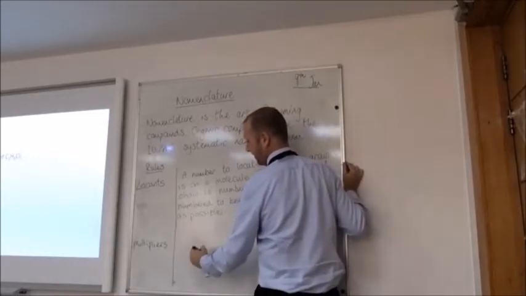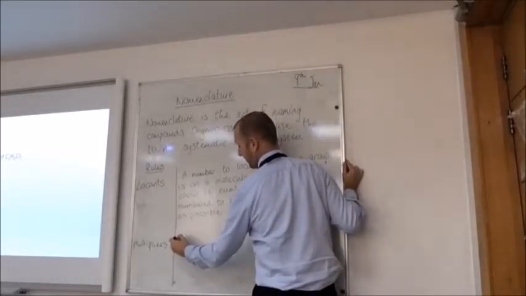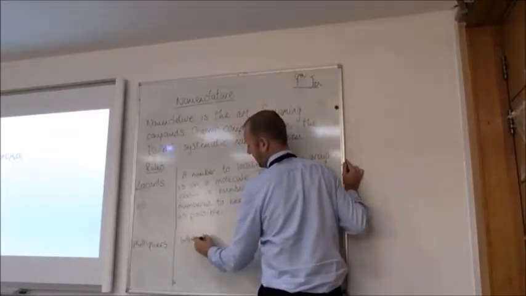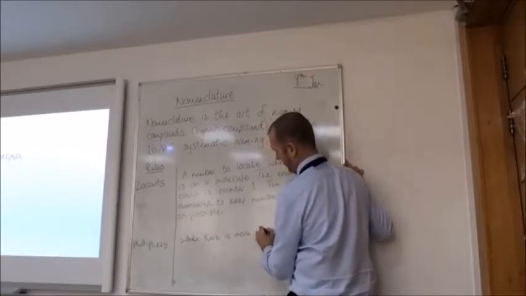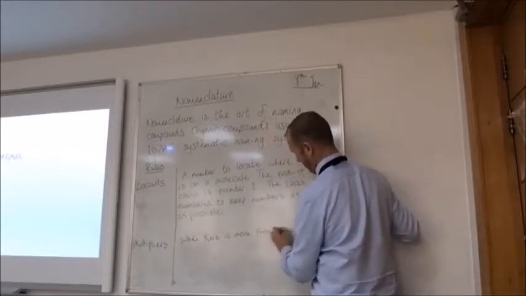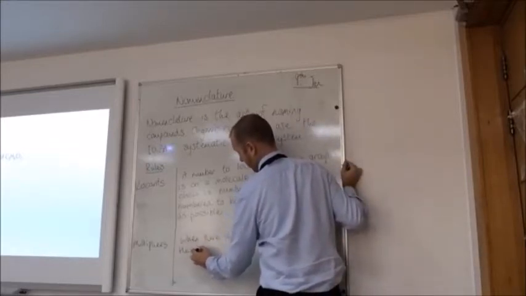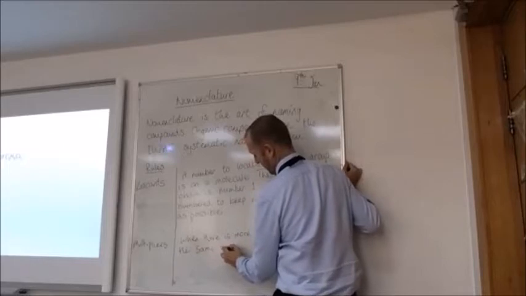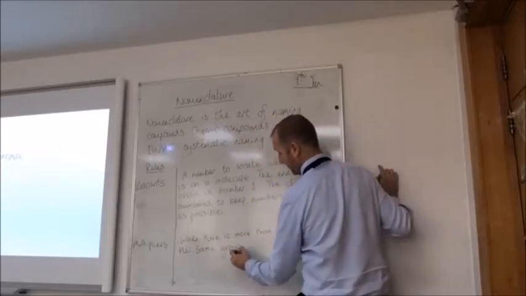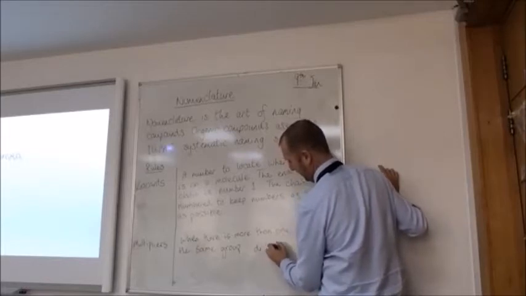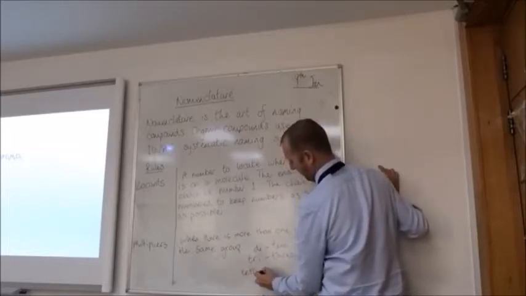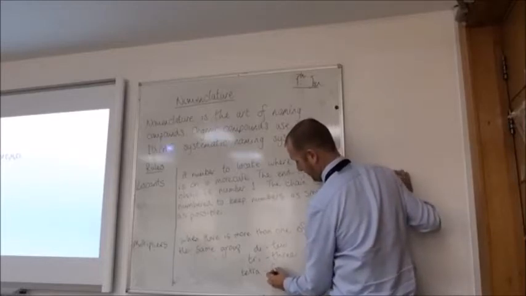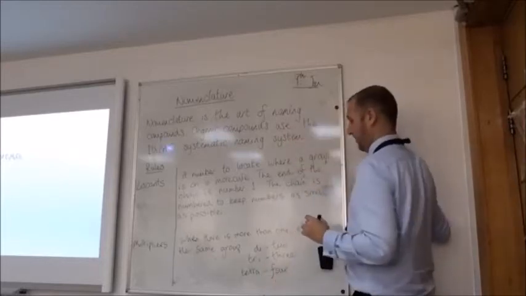Okay? So, multipliers when there is more than one of the same group. So, di is 2, tri is 3, and possibly tetra is 4.